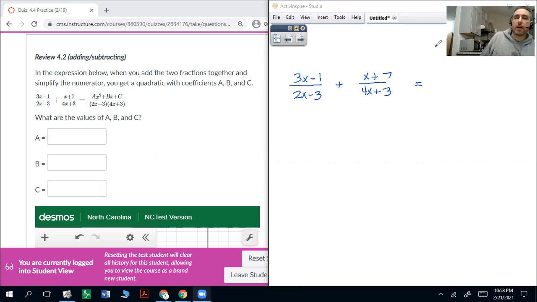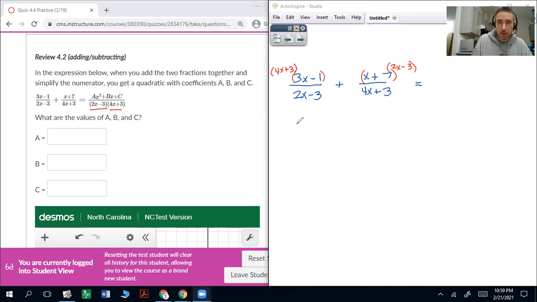So how do we simplify that? What we're going to do is cross multiply. We're going to take this 4x plus 3, put it up here. Then we're going to take this 2x minus 3, write it up here. We're going to multiply it by the numerators of that fraction. That's going to get written over the combined denominator. So you see these 2x minus 3s and 4x plus 3s, they just get smushed together.